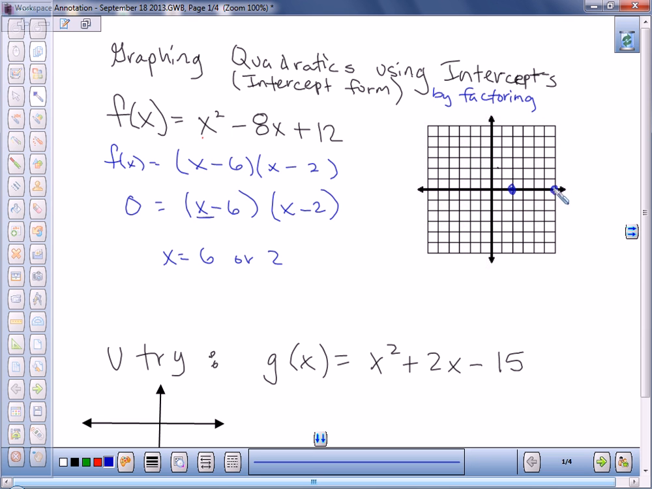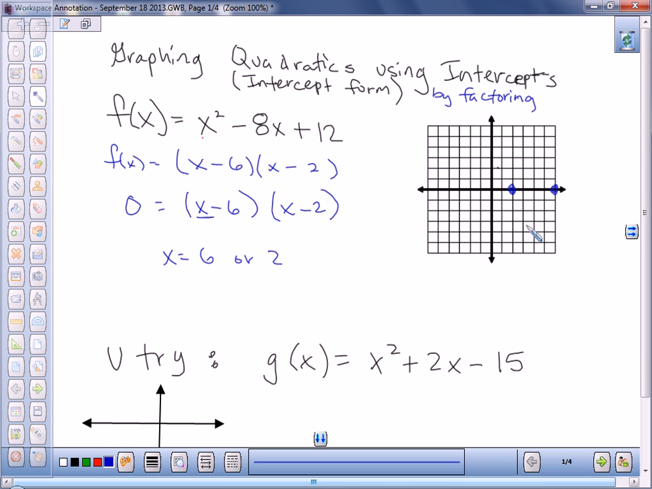So I can plot those on my graph. 6 and 2. No, that's not something you give back. These are notes. You can take them or you can watch and print them later. Either way, I'm not making you do either.